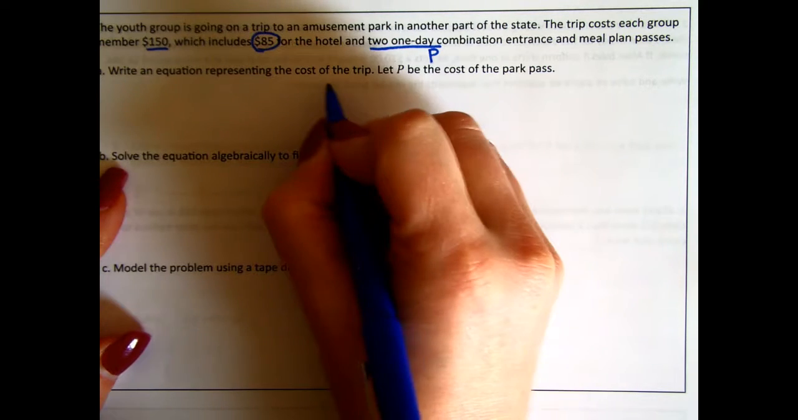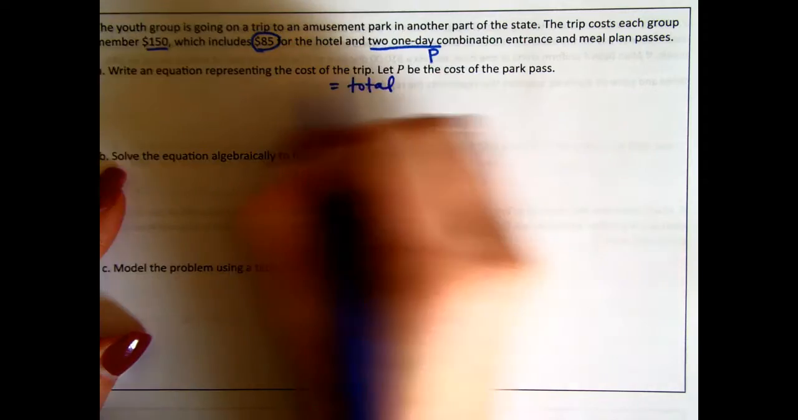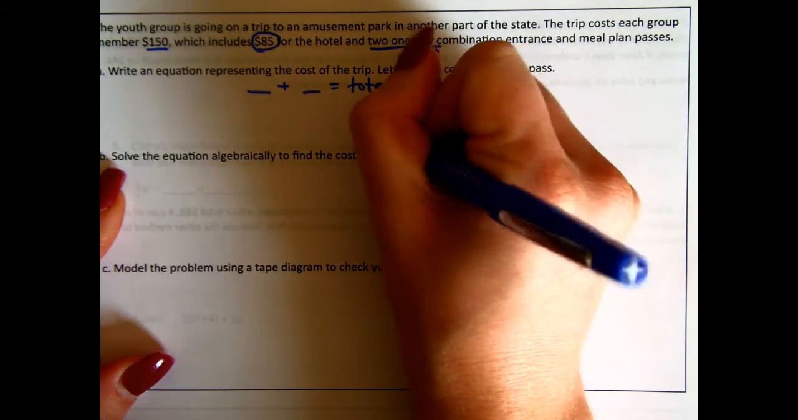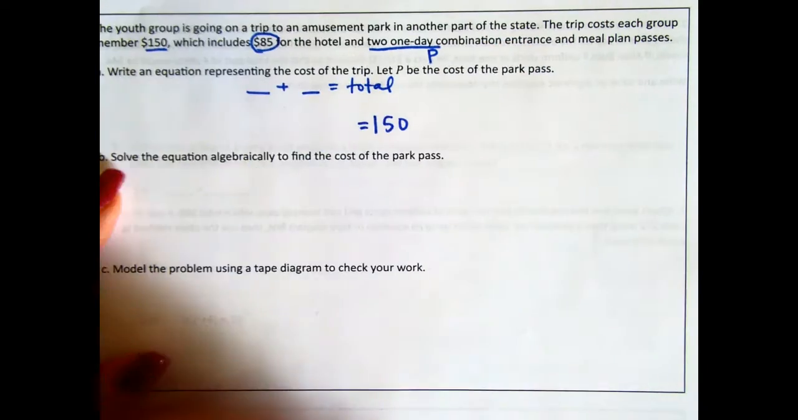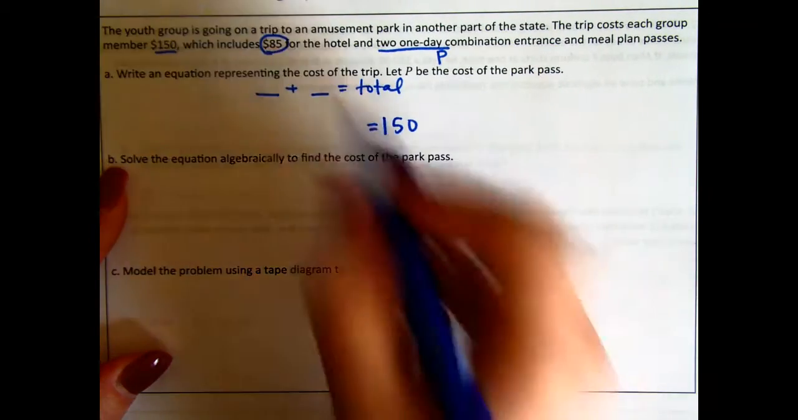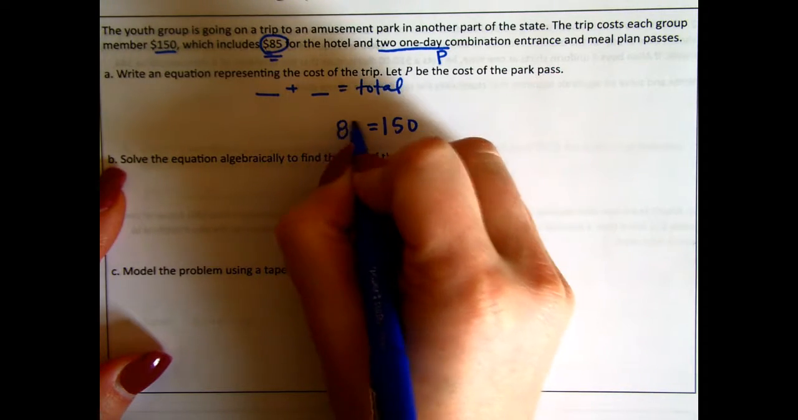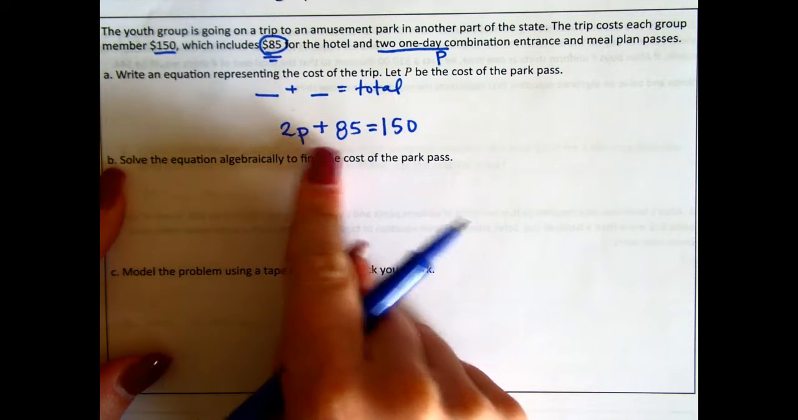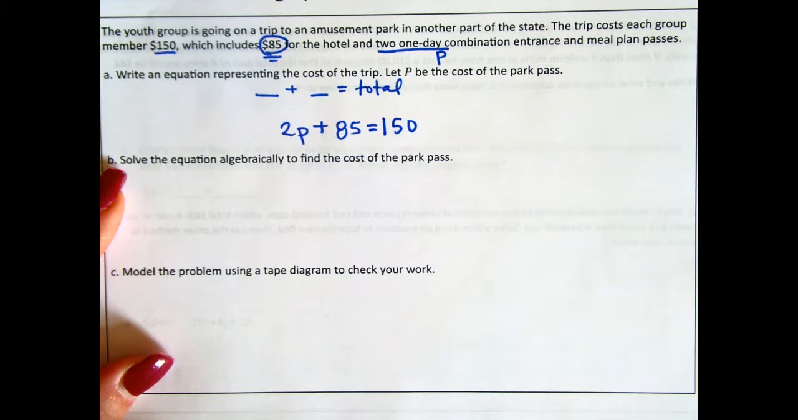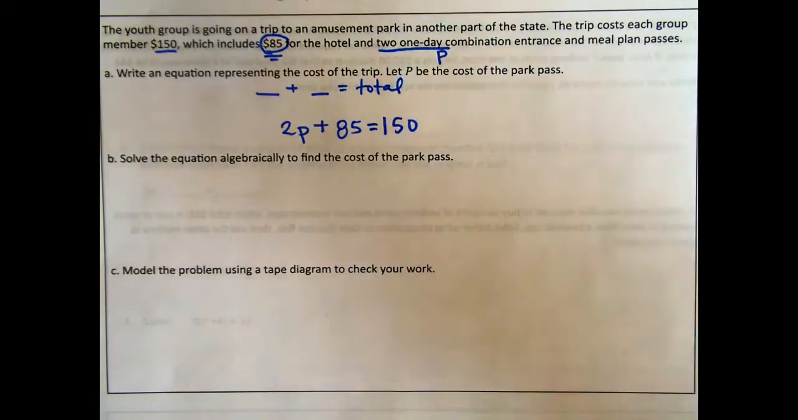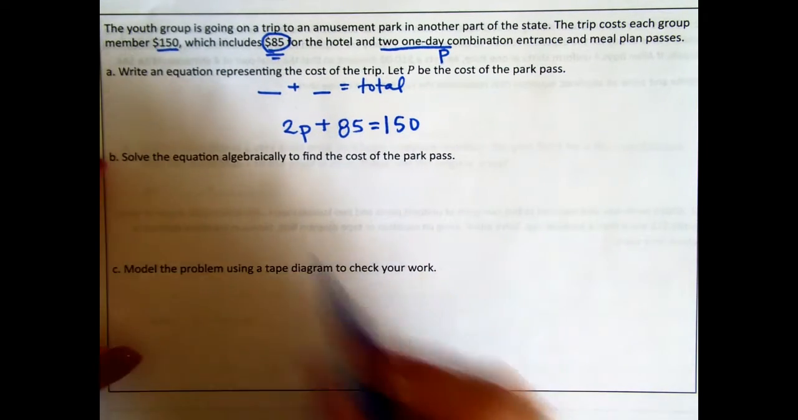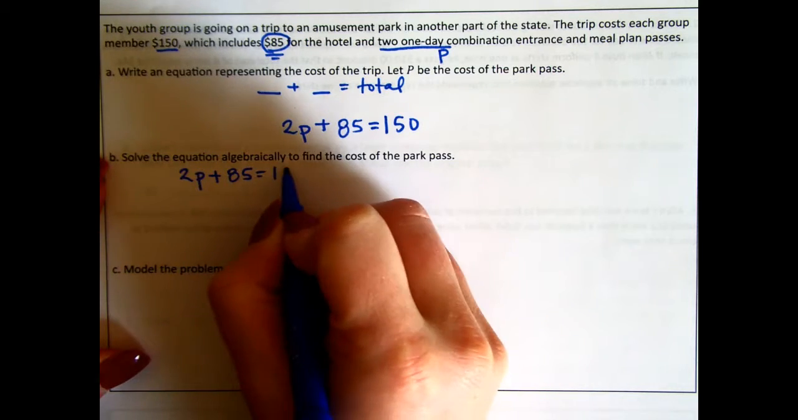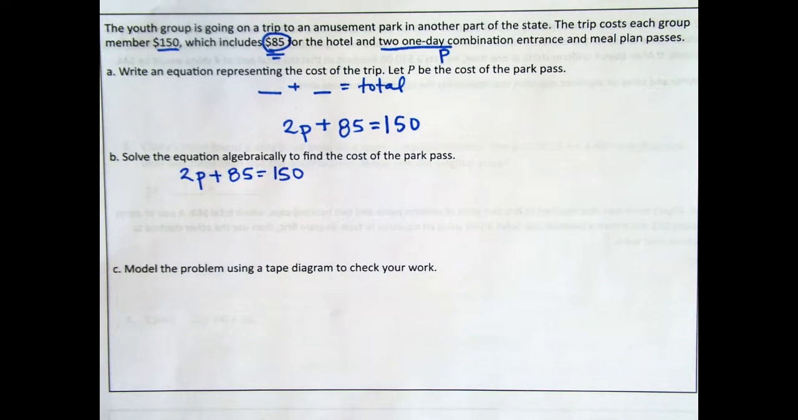Let P be the cost of the pass. So first we're going to start with our total. So our total is $150. And the things that make up that total are the $85 for the hotel plus 2 passes. So 2 passes plus 85 is going to give us $150. We're going to solve this 2 ways just to check our work. So first, we're going to solve it algebraically by using zeros and ones.